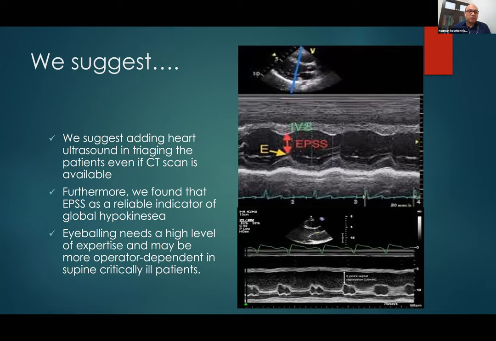I think heart ultrasound is necessary, even if CT scan is available, because myocarditis with pneumonia can present at the same time. Furthermore, we found that E-point septal separation, as a reliable indicator of global hypokinesia, can be used effectively instead of eyeballing, because eyeballing needs a high level of expertise and is maybe more operator dependent. And as you know, obtaining a four-chamber view in a supine critically ill patient is difficult when the operator lacks expertise. And that's all. Thank you for hearing me. And Dr. Dadlani, the floor is yours.